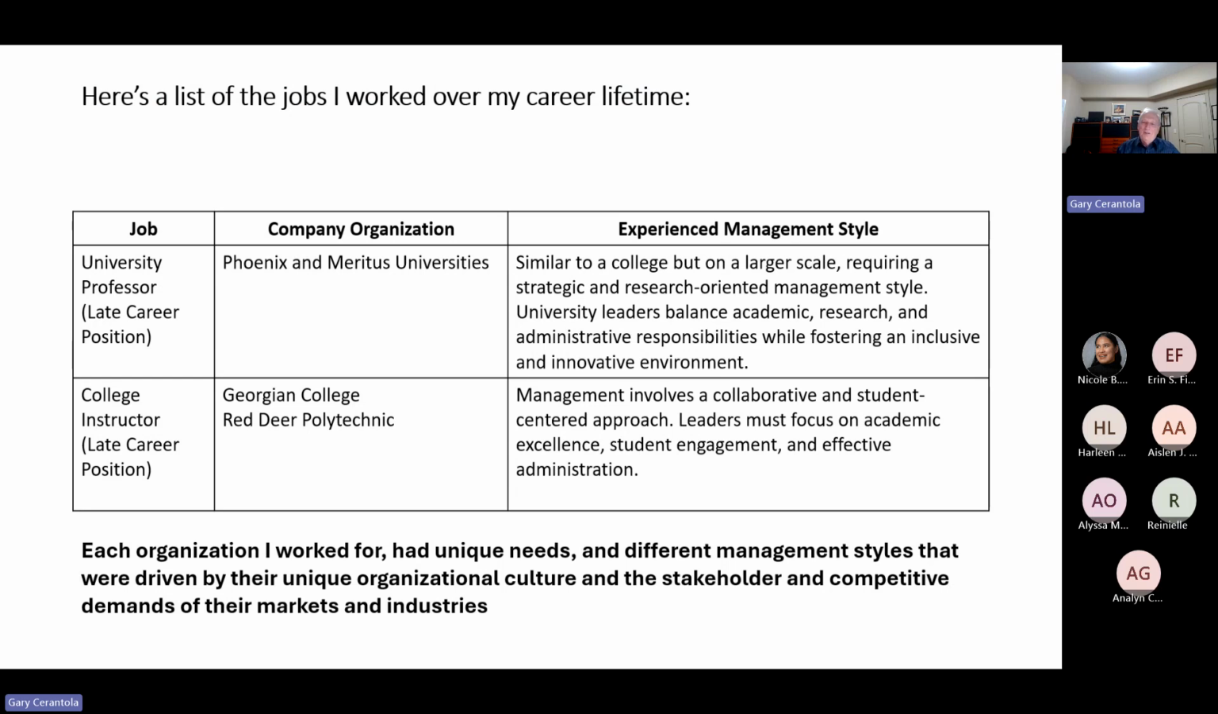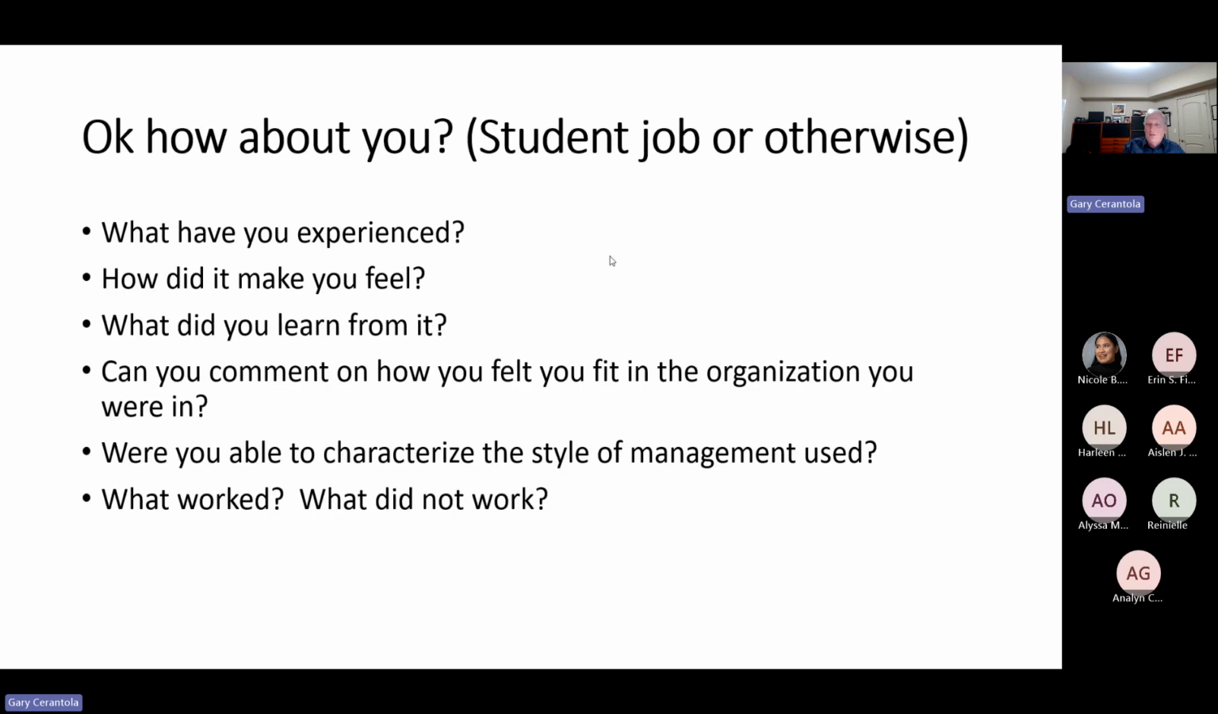And when we get into Blanchard and his partner, it's all about situational management. So think about that, and this might help you in your assignment number 2. What have you experienced? How did it make you feel? What did you learn from it?